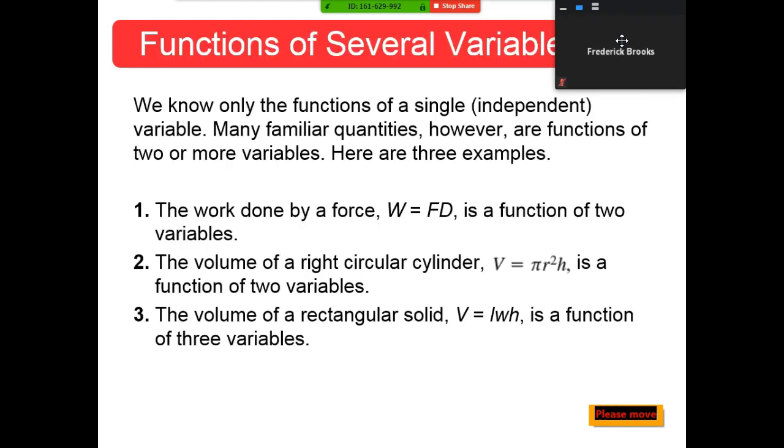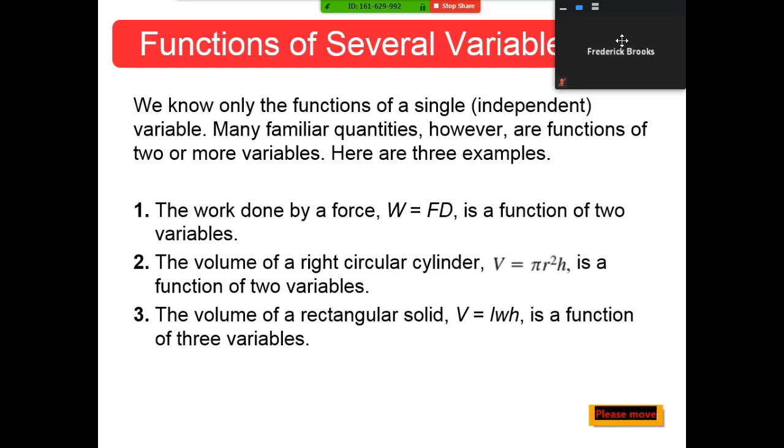So let's look at functions of several variables. What we've done so far in our calculus life is we know only the functions of a single independent variable. y = f(x). x is the independent variable, y is the dependent variable. But many familiar quantities, however, are functions of two or more variables.